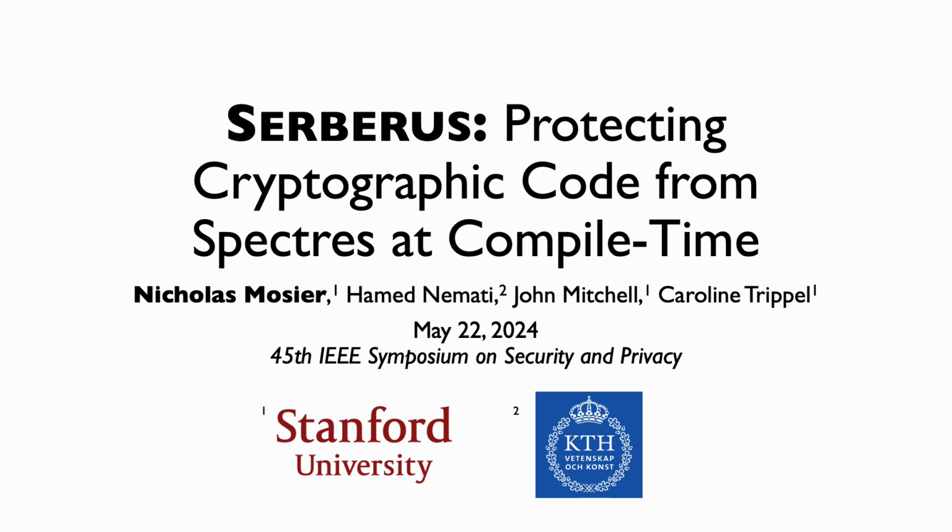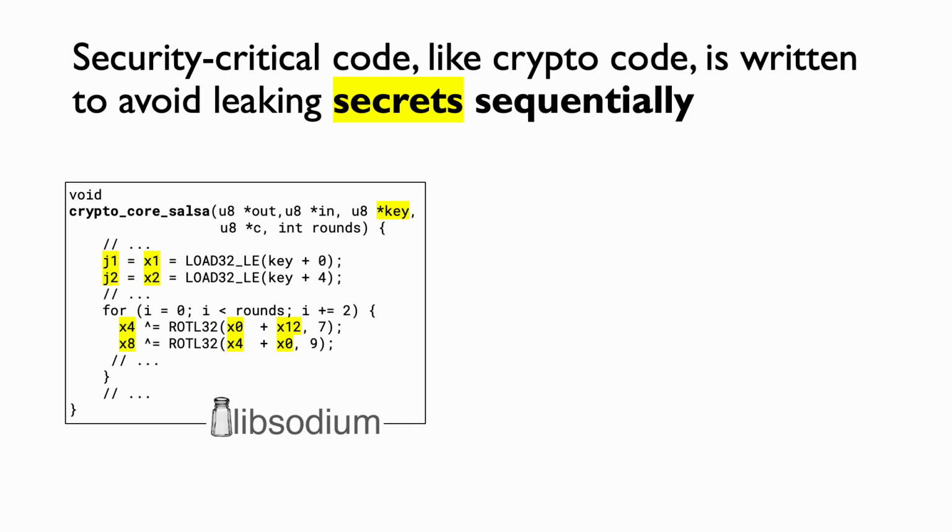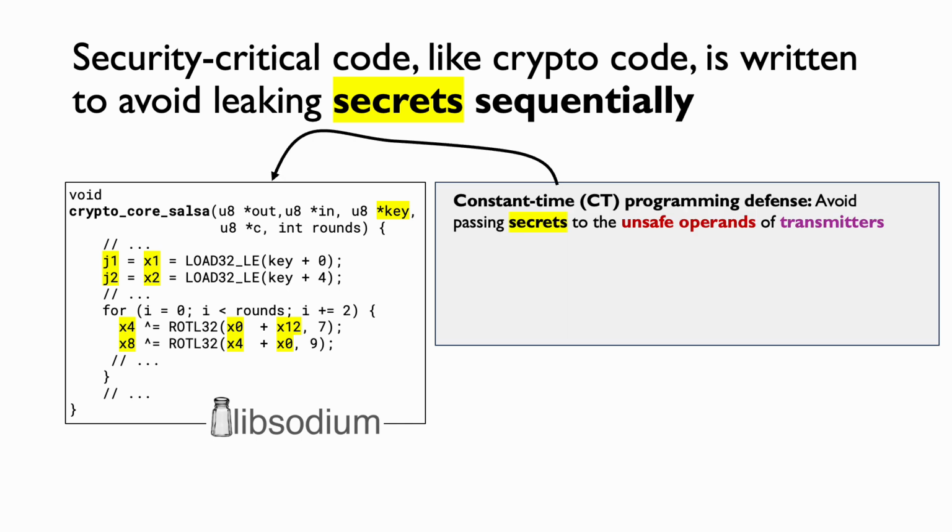I'll be presenting our work on Serberus, a comprehensive Spectre defense for constant-time cryptographic code. Security critical code like crypto code is carefully written to avoid leaking secrets when it executes. Here's an example crypto routine from Libsodium implementing the Salsa 20 stream cipher. I've highlighted the secrets here in yellow. So this is what we call a constant-time program.